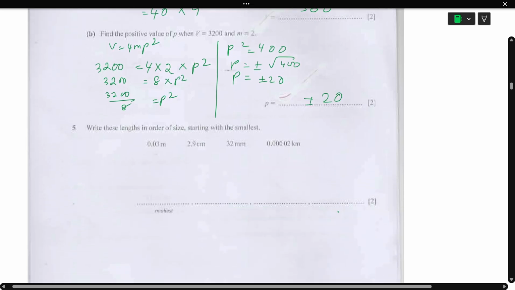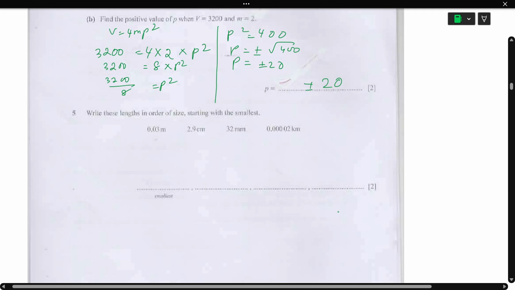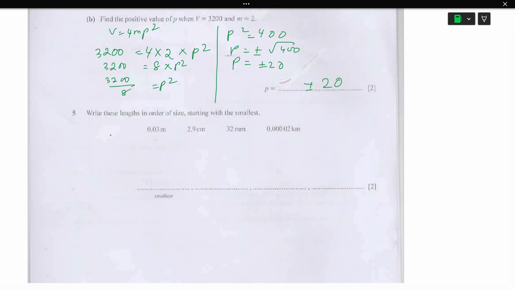Okay, next question. Write these lengths in order of size starting with the smallest. So first we'll change everything into meters. The first one is already in meters. 2.9 centimeters we will change into meters, which is 0.29 meters. So we'll divide it by 100. So 0.29. Next, this is 0.032 meters. This is 0.02 meters.